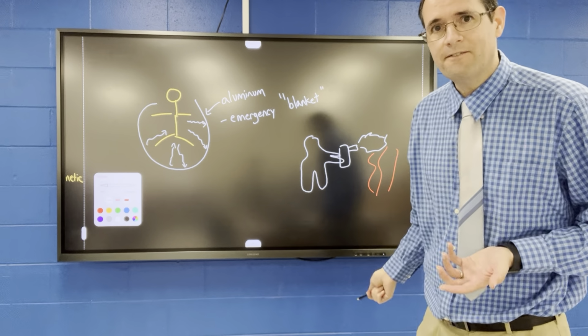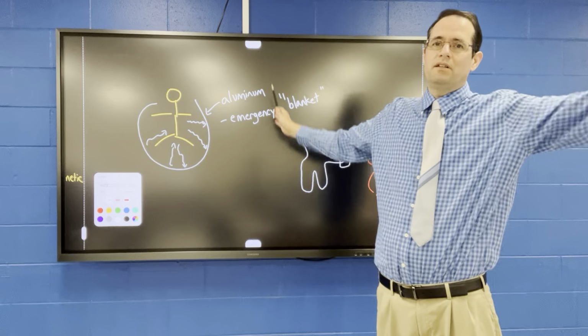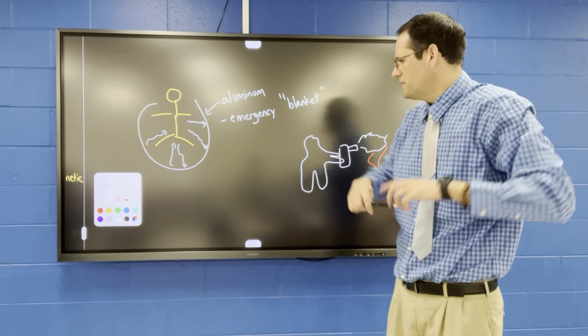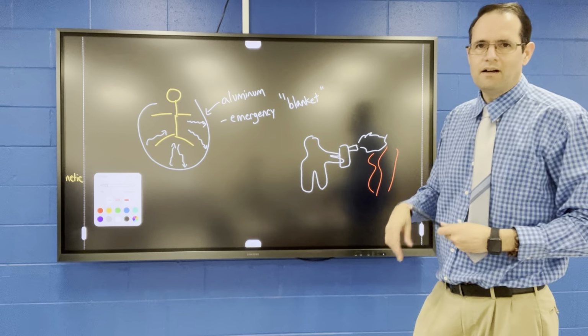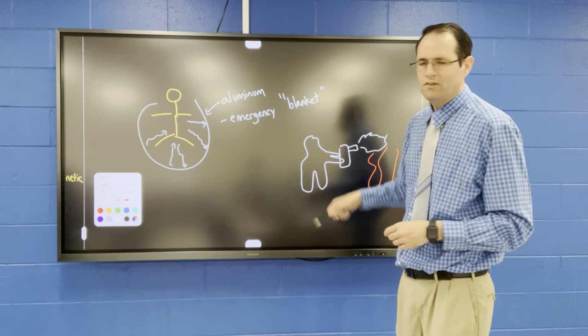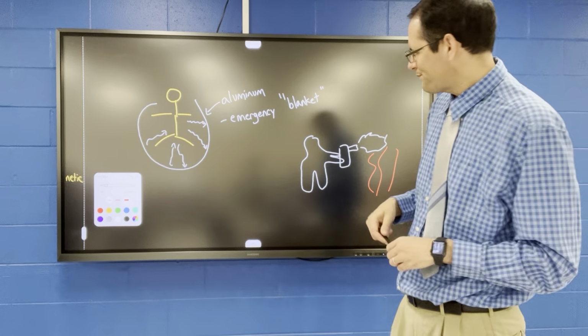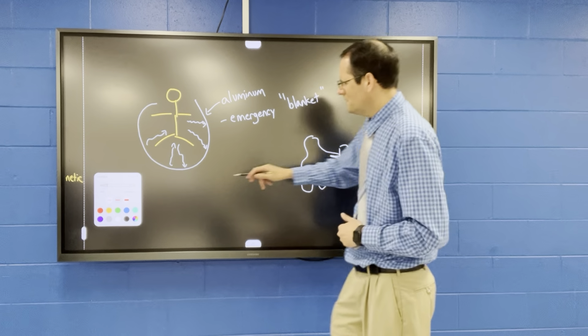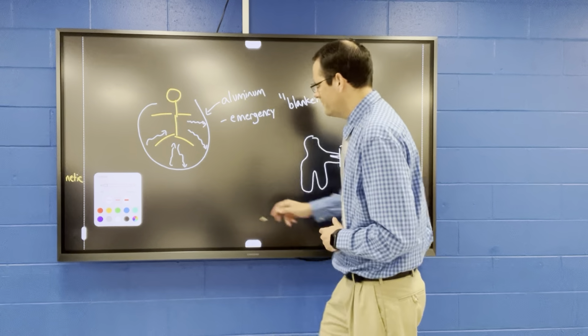Same thing when you're fighting a fire. We have this huge building on fire, so that's an enormous surface. And what's coating the outside of the firefighter's protective gear is a shiny aluminum, okay? And what that does is it reflects infrared radiation.